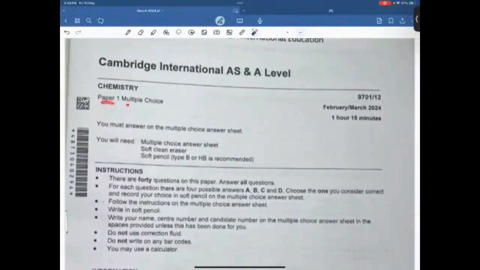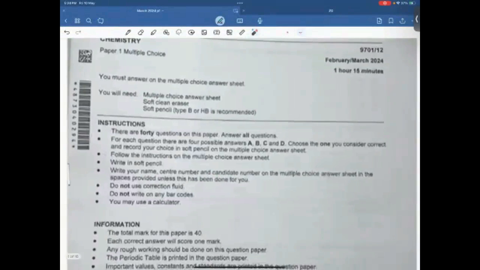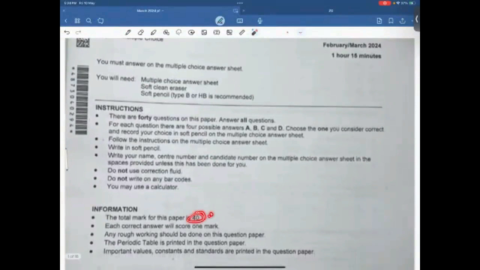Let's start Paper 1, multiple choice, Base Level Chemistry, February/March 2024, Variant 12. Duration of this paper is 1 hour 15 minutes. We have 40 questions in this paper and we need to attempt all of them. The total mark for this paper is obviously 40, which means one question has 1 mark. Also, do not write in the barcode. You can use the calculator.